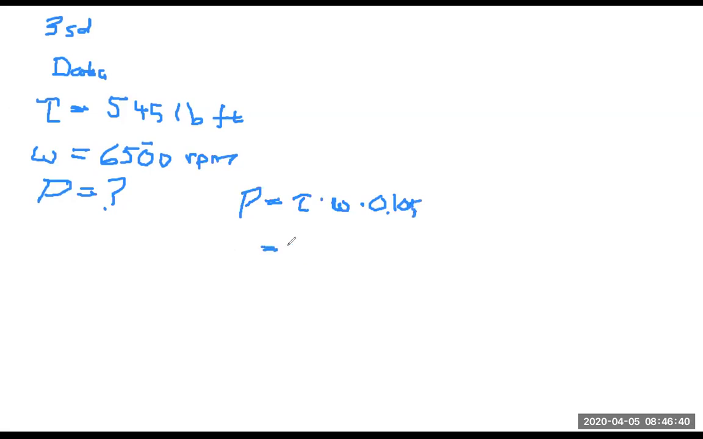So I got 545 times, and then I got that 6,500. That's not a subtraction sign. That's not a plus sign either. It's a multiply sign. So just remember that. 6,500 times the 0.105. And that's going to come out as foot-pounds per second, and we will get, what will we get?